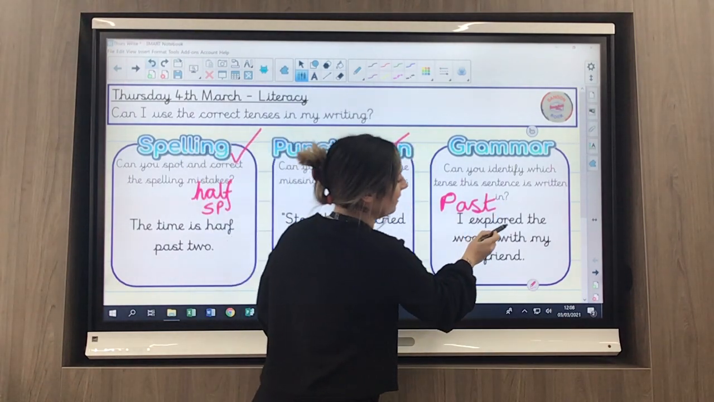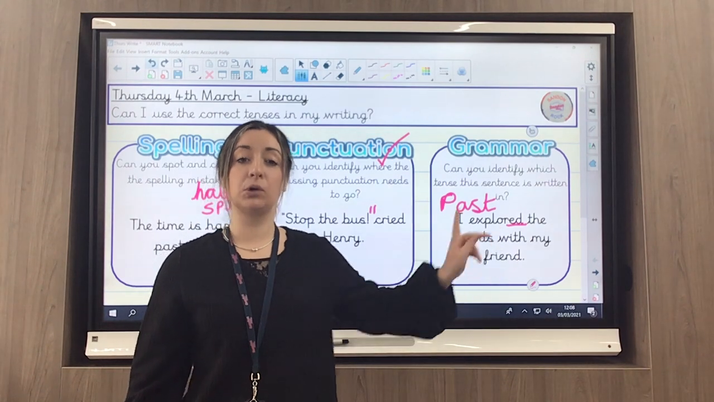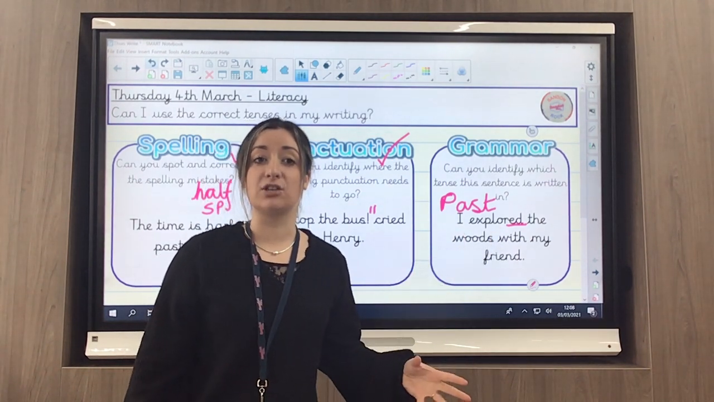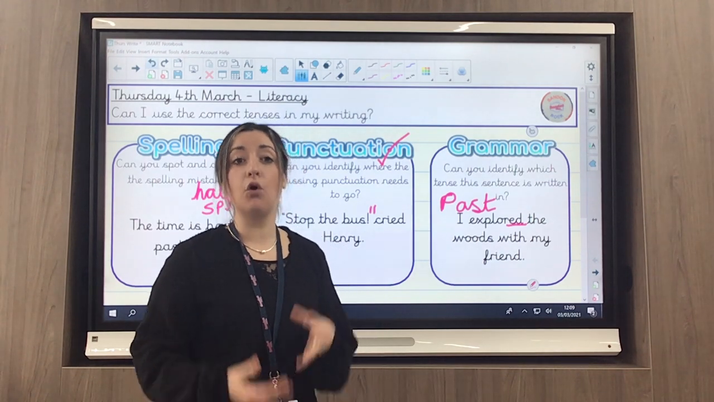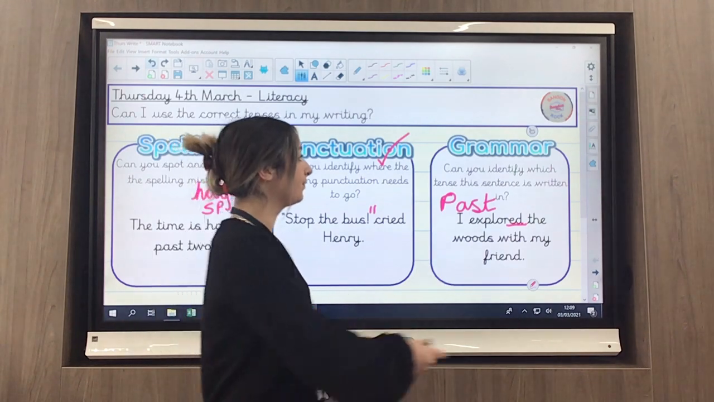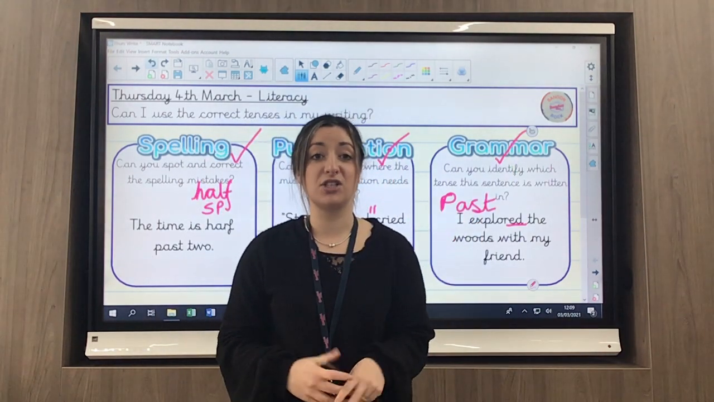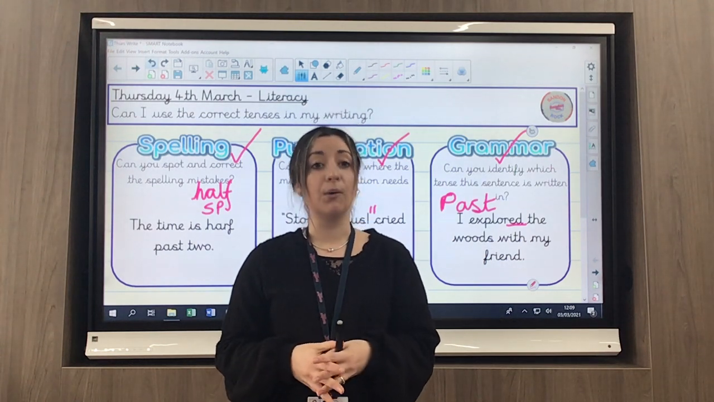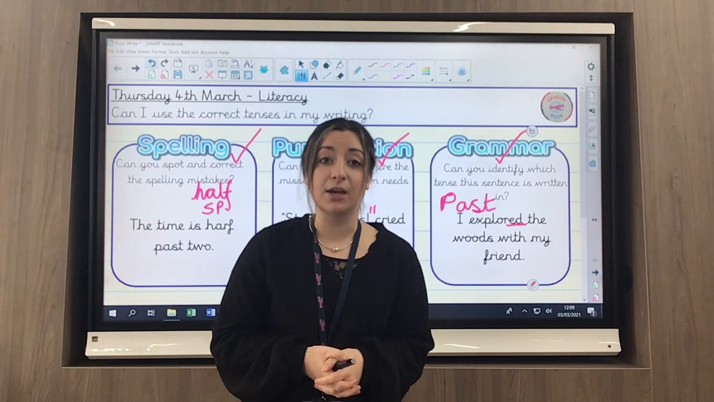This is past tense, if I've got an ed, okay, at the end of my verb. So explore is the verb. If I've got ed on the end of it, then I know that this is past tense. It's already happened. They've already explored the woods. It's past tense. Okay, so well done for those of you that have engaged with our SPAG starter every day, and you can come back tomorrow for our last final SPAG starter of our home learning videos.